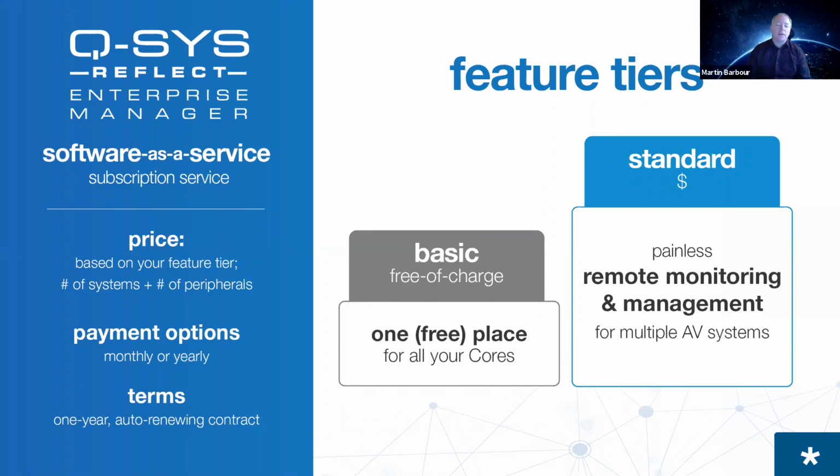So we actually have a basic tier, which is a free tier for everybody who wants it. It's a single place that you can connect all your cores to and get visibility to those cores remotely. And so I really encourage anybody who is considering cloud connectivity or cloud services to at least start off with the basic tier, because this starts to build up your understanding of how cloud services can assist you with these cloud-connected Q-SYS cores. When we move into the standard tier, this is a paid tier, but what we provide for that is a really painless remote management and monitoring solution for complete AV systems, not just Q-SYS devices. And we'll dig into some of the details of that in just a few moments.